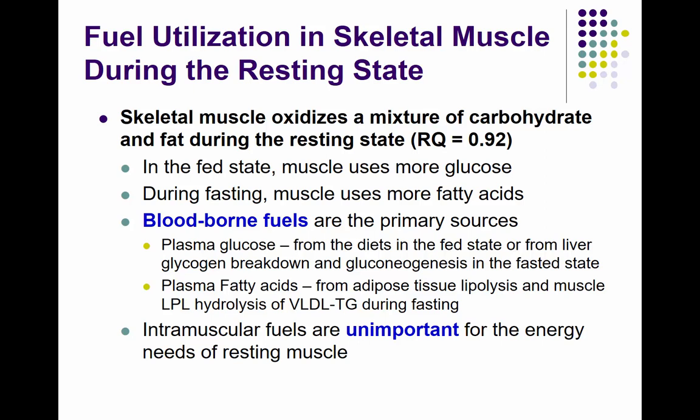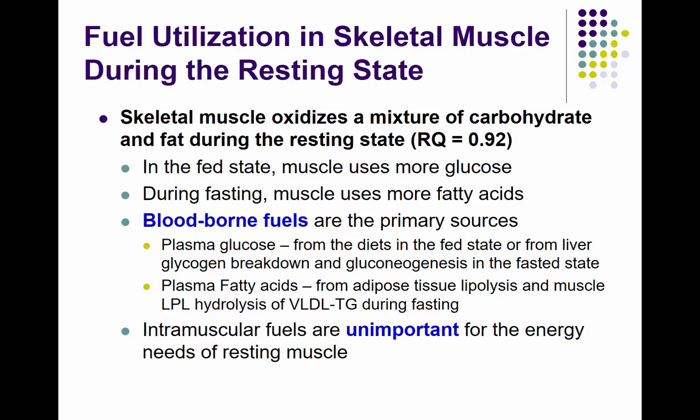For example, the plasma or blood glucose is basically from diet, in the fed condition, and can also come from the liver glycogen breakdown during the fasting condition. And also the liver can make glucose through gluconeogenesis to contribute energy for muscle. So again, blood-borne fuels are the primary source of energy.